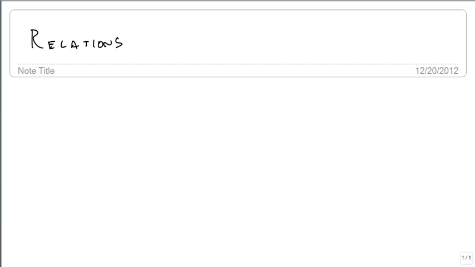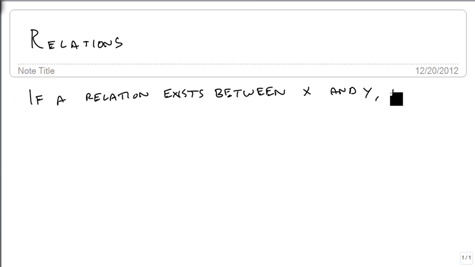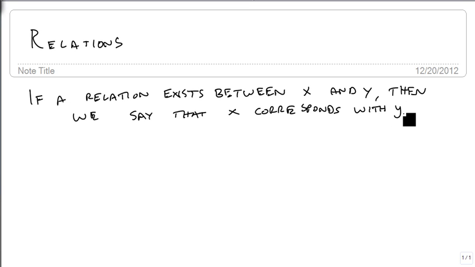And as we're looking at relations, we're going to say if a relation exists between x and y, then we say that x corresponds with y. This means that if we're given x, then we know that it has some relation to y, and that's the definition of a relation, just how they're connected.